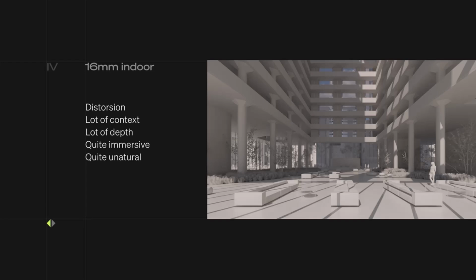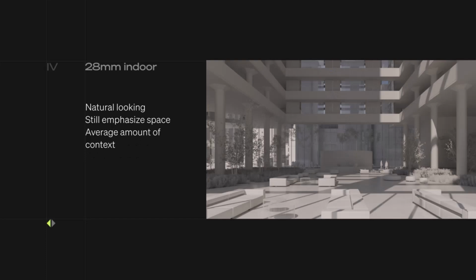But if we were doing it in a vertical way, we'd have a lot of weird diagonals, I think. 28 millimeter, a little bit more natural, something you would see if you were standing in that lobby.